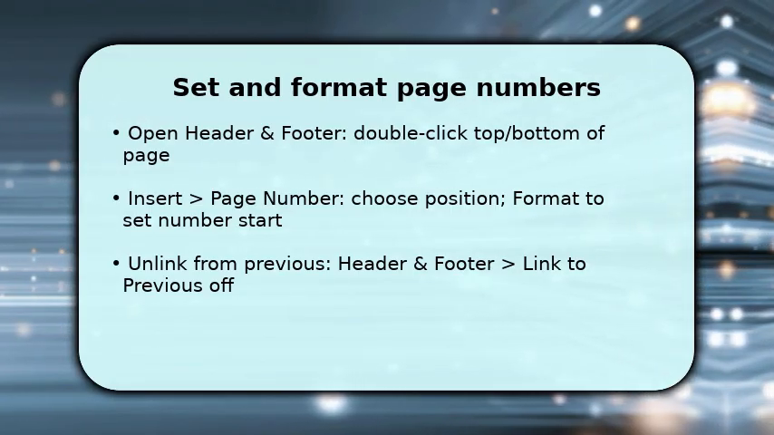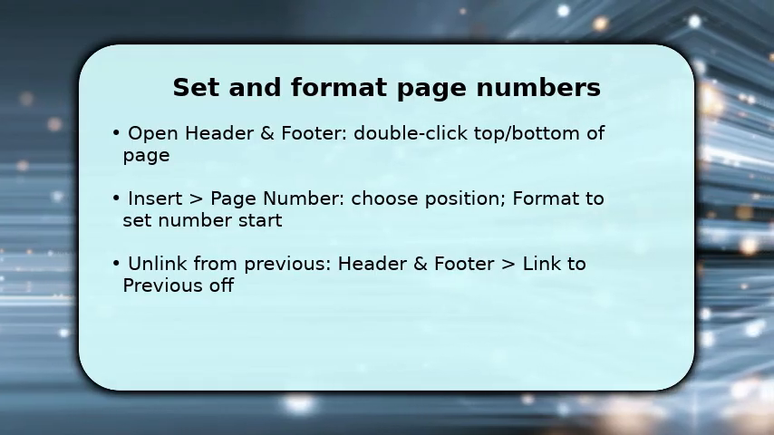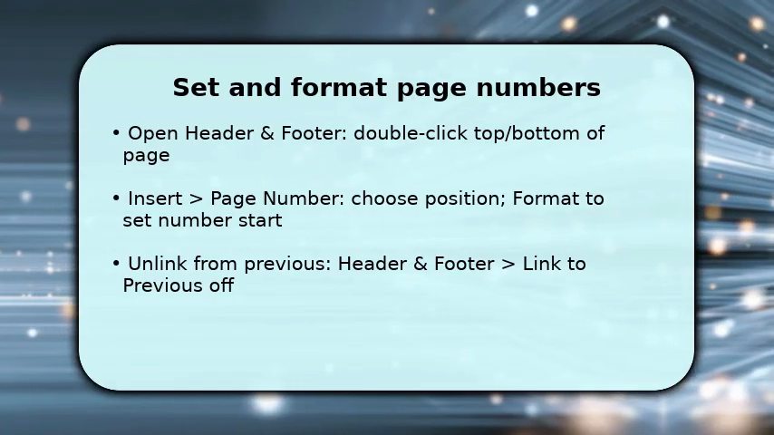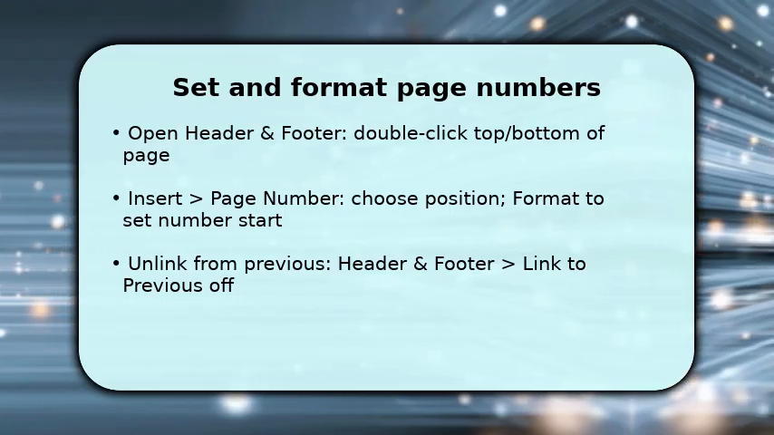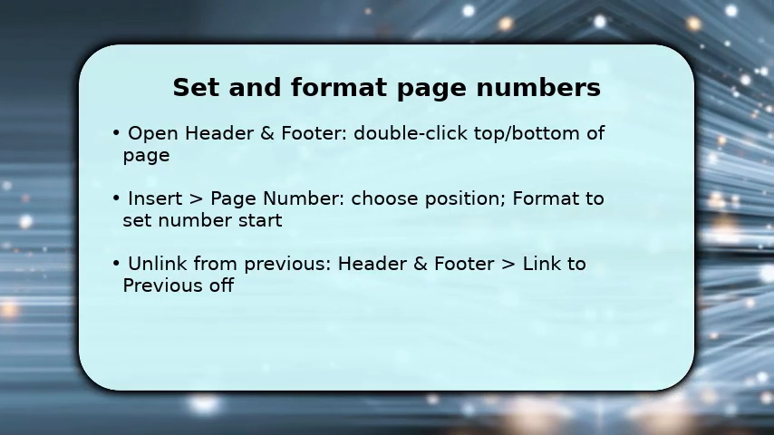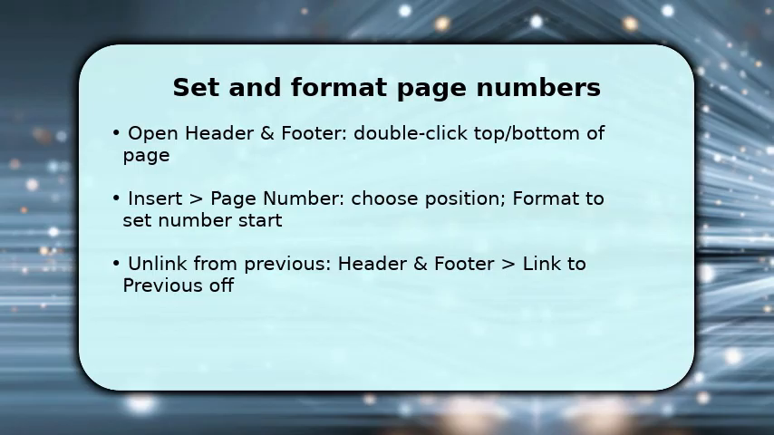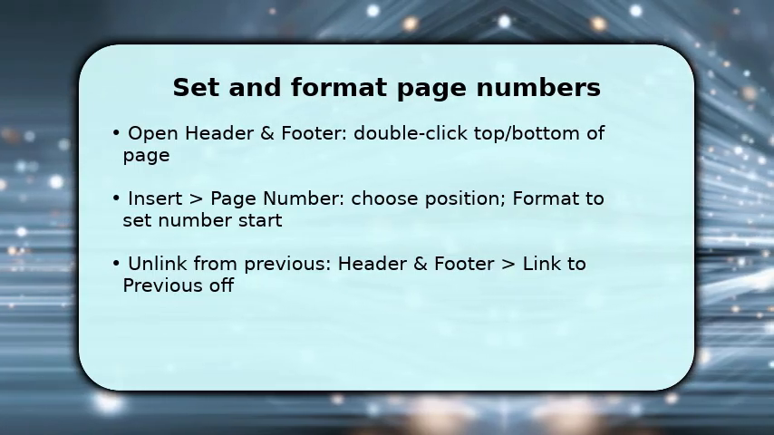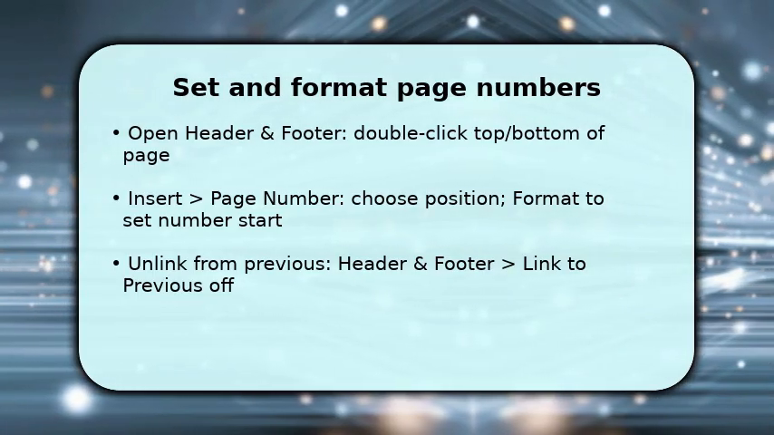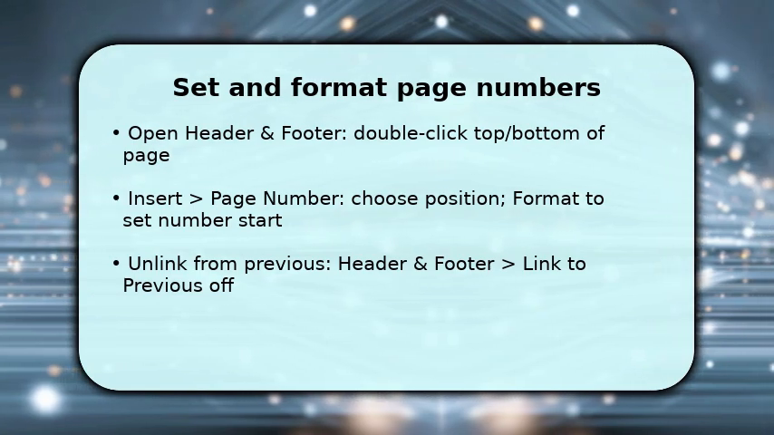This creates the field. Next, choose Format Page Numbers to set the numbering style and start at a specific number if needed. Crucially, turn off Link to Previous for that section so numbering doesn't inherit from the prior section. You do this because unlinking isolates numbering rules between sections, giving you precise control.